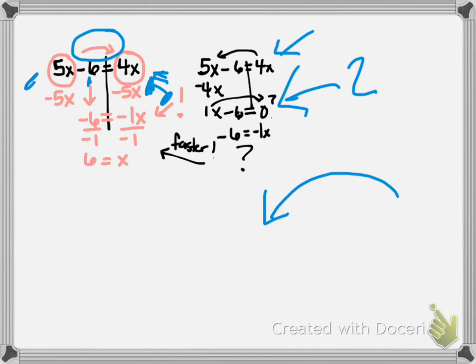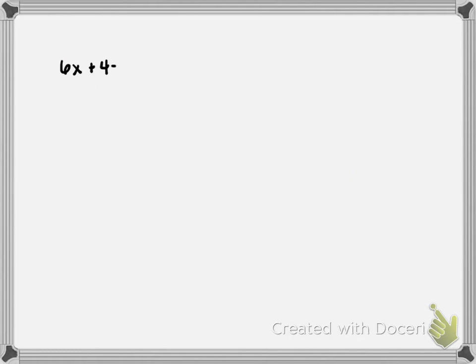All right. So let's go to the next one here. 6x plus 4 equals 10x. Again, in order not to make this topple over and have to do 2 moves, here I'm just going to do 1 move. So I'm going to take that 6x over to the 10x. And we know that we need to change that sign.